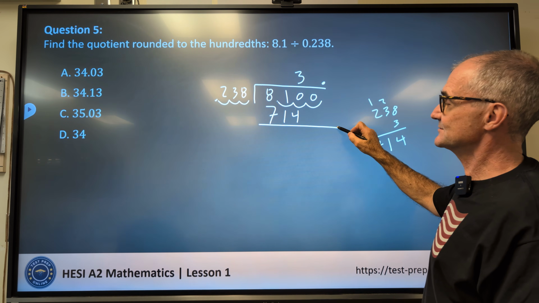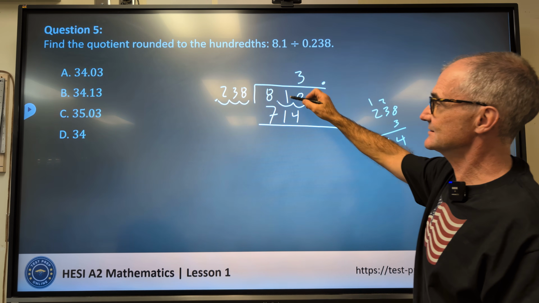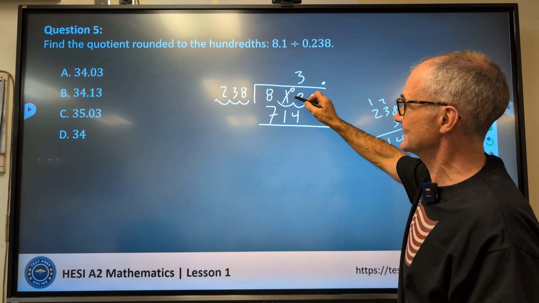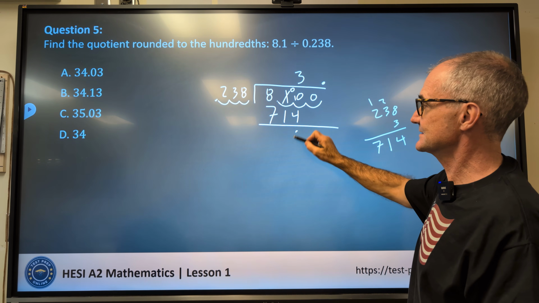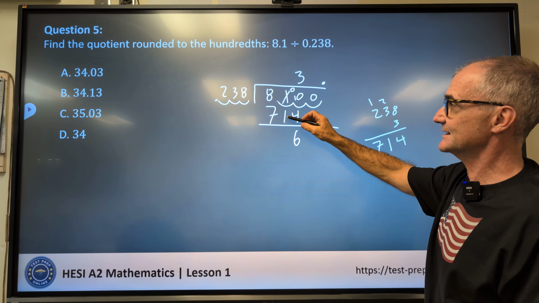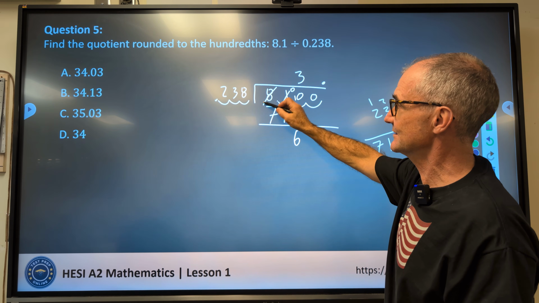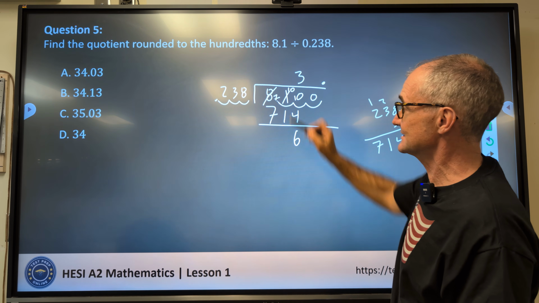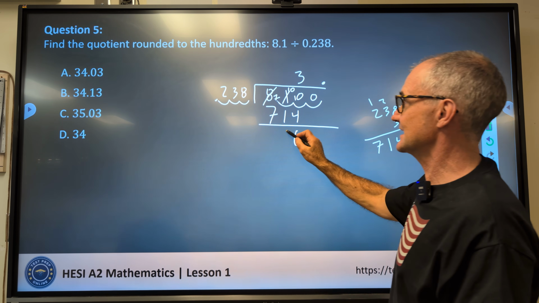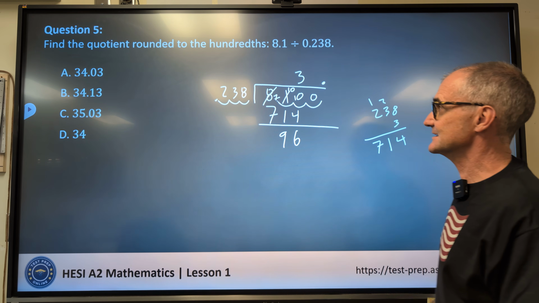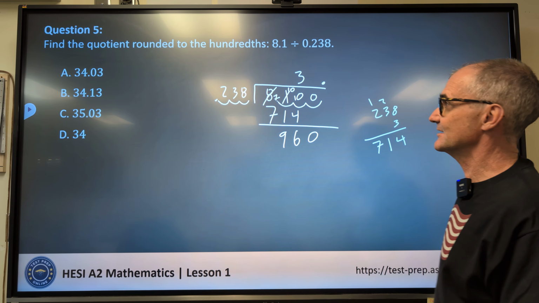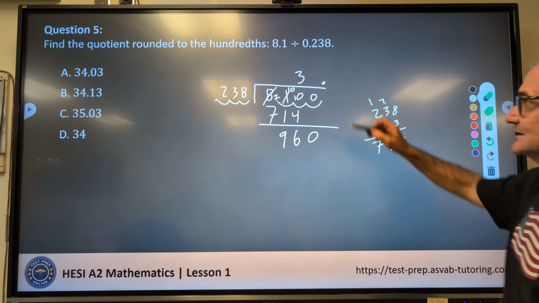Then I have to subtract 0 minus 4. I can't do that, so I got to borrow 10 from here. 10 minus 4 is 6. 0 minus 1, I can't do that, so I got to borrow from here, making this a 7 and this a 10. 10 minus 1 is 9. I have 96. Bring down the 0, and then that's going to give me 4.